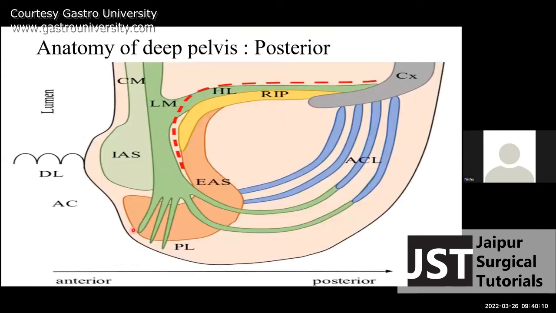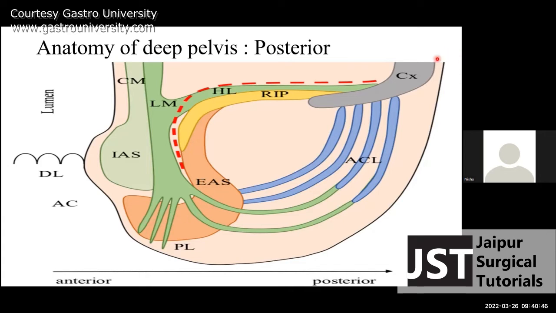To understand the technique of intersphincteric resection, it's better to reconsider the anatomy here. So this is the anatomy that we see in the posterior aspect. This is our rectum, this is our dentate line, and this is where we have our anal canal. As we go from above downward, we see that the circular muscle of the rectum continues as the internal anal sphincter, which is covered on its outer aspect by the longitudinal muscle of the rectum. The levator ani muscle continues as the external anal sphincter as we go lower down.